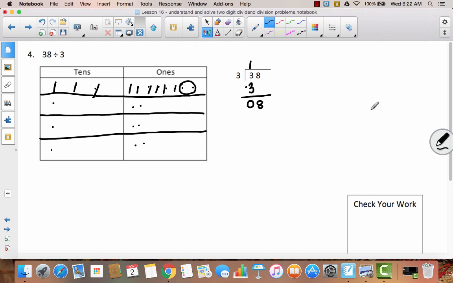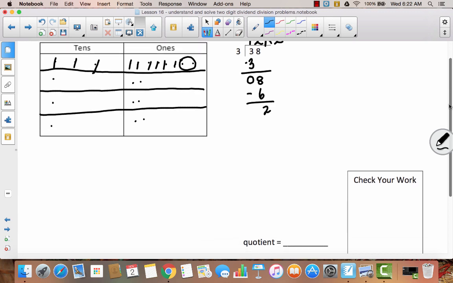Okay, so when I distributed my ones, it ended up just like in problem 3. I had 2 in each group with 2 left over. So I took 8 ones and I divided them by 3. I had 2 ones in each group. And then I used 2 ones 3 times, and 2 times 3 equals 6. So when I subtract 6, I'm left with 2 to show that I had 2 ones as a remainder. So my answer is 12, remainder 2.